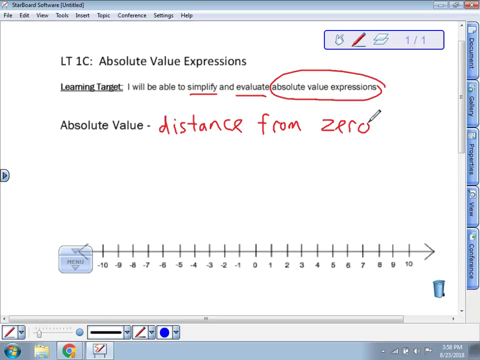Notice it's a distance. Distance is always positive, and that's why absolute value is always positive. I'll put a little plus sign there, always positive. You've never heard anyone say, hey, I'll be over in a little bit, I'm negative 3 miles away. No, you're just 3 miles away. So distance is always positive, that's why absolute value is always positive.